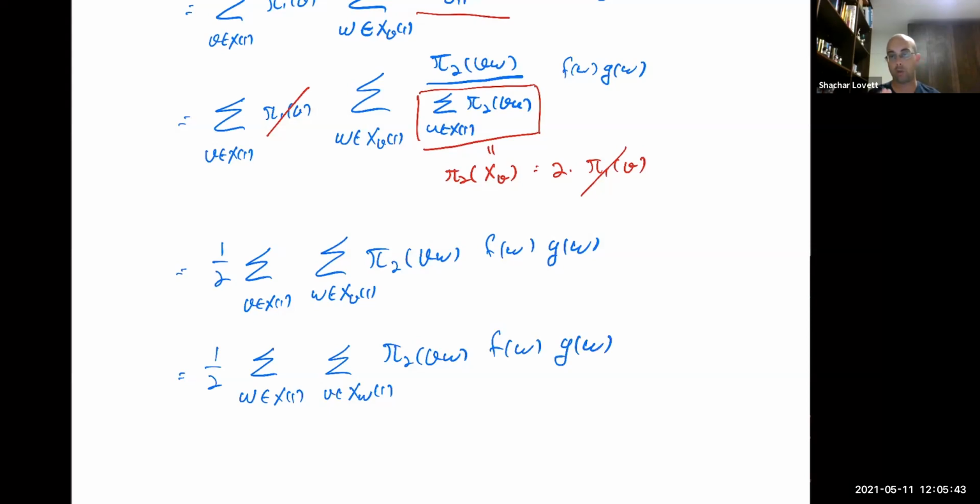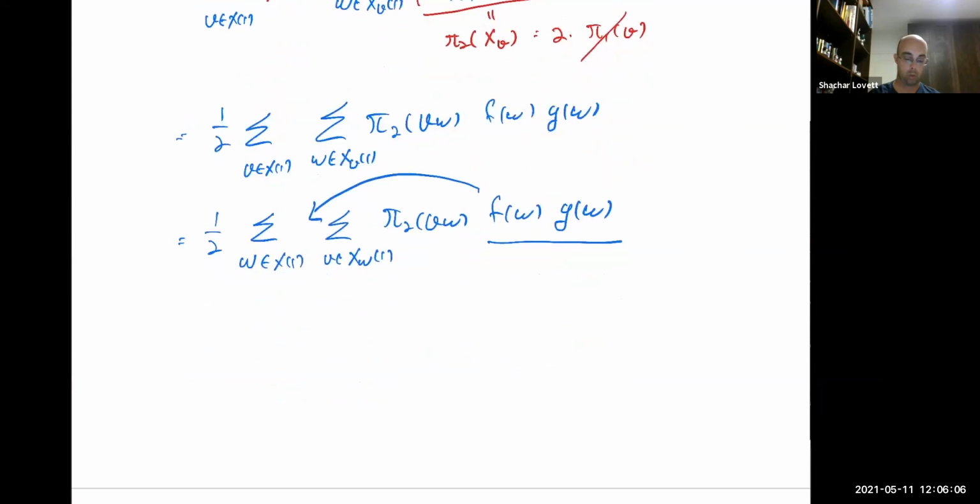So we go over all edges, over all pairs VW. So we either start by V and then go over all the W's that are neighbors of V, or the other way around. They're equivalent. But now what's the idea here? Well, this F and G just depend on W, right? So we can move them outside of the inner summation. So what do we get here? It's going to be equal to half the sum over all W in X1.